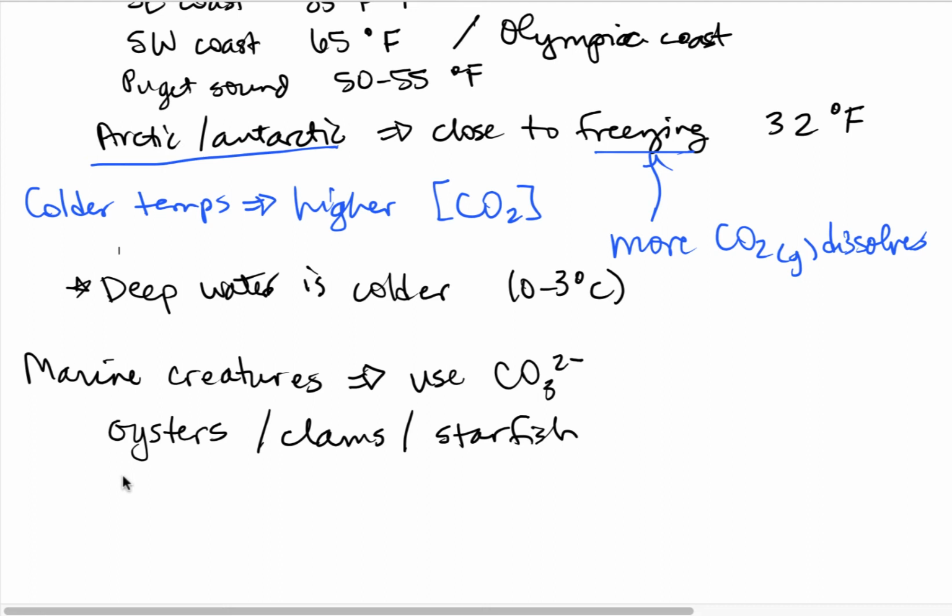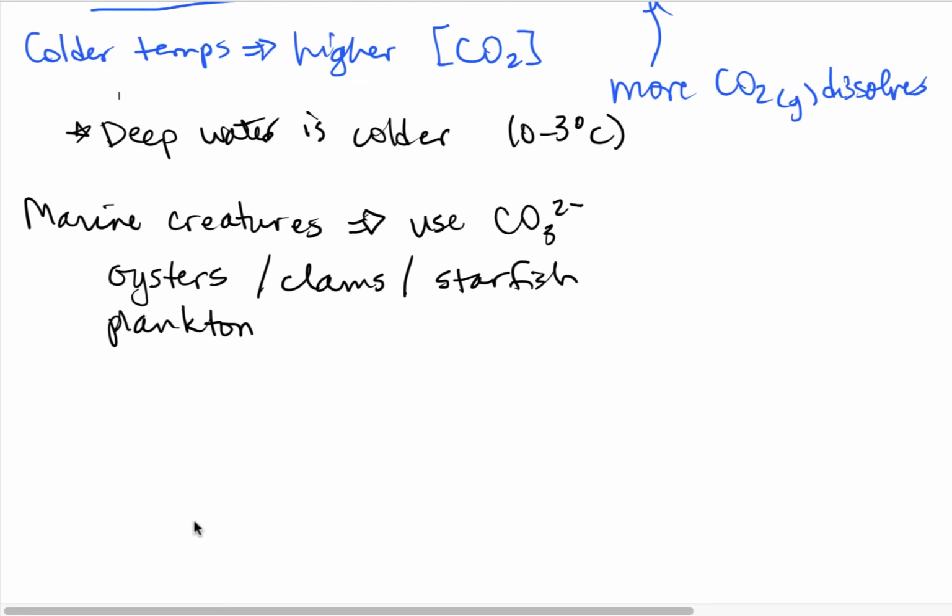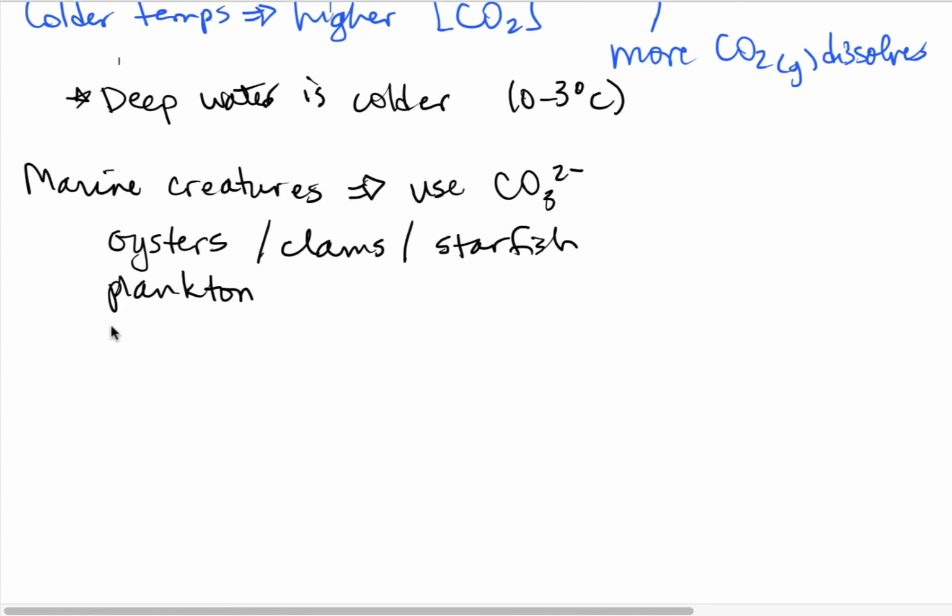But there's also lots of plankton. And we know plankton is the root of our food chain in the ocean. And so if we have a problem with the plankton supply, this is going to travel up the food chain and have an impact on every single other organism that's in the ocean.